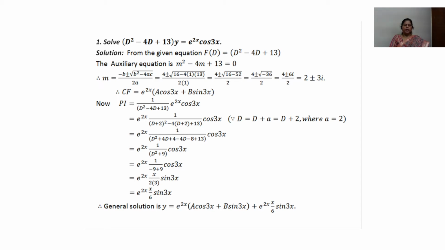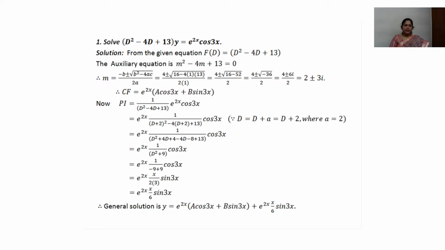f(D) has to be written as f(D + a) now. So for e^(ax), we have e^(2x), so a is 2. So replace D by D + 2 in the denominator. If you replace it, the exponential simplification is over. So we bring e^(2x) to the front, times 1 over (D + 2)² − 4(D + 2) + 13. That means we are substituting D + 2 in place of D, because here a is 2.